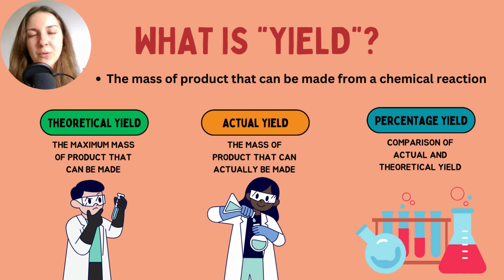So just to clarify what each of them means, we have theoretical yield, which is the maximum amount of product or the maximum mass of product that can be made in theory. We have the actual yield, which, as you can imagine, is how much you actually make when you have done the experiment. And the percentage yield is looking at a comparison between the theoretical and the actual yield as a percentage. So let's have a look at why the percentage yield, or even the actual yield, is often a lot less than the theoretical yield.